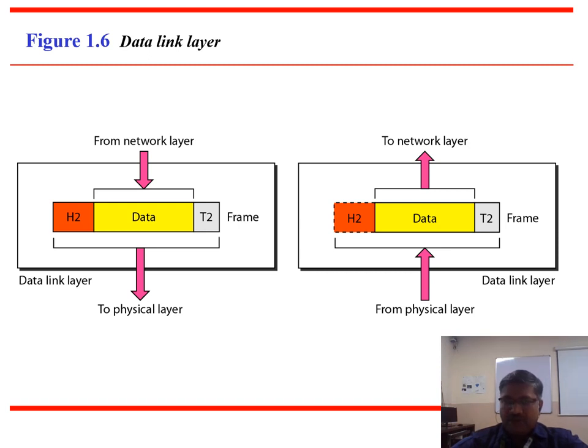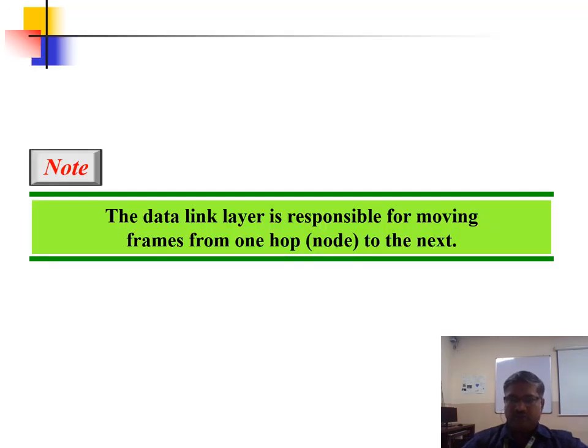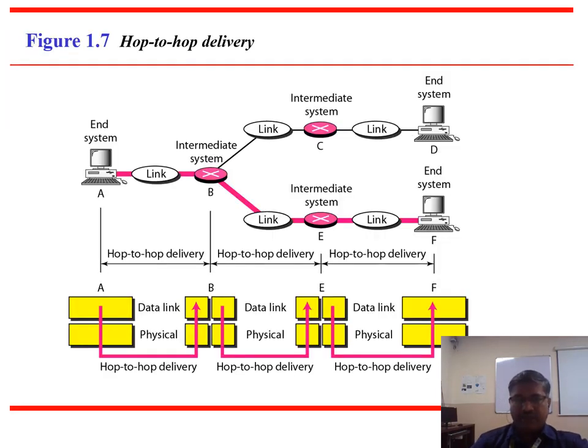In this diagram we are seeing the header, followed by data and then trailer information. This is the format we are following in the data link layer. The data link layer is responsible for moving frames from one hop to the next. Here you can find the hop-to-hop delivery.